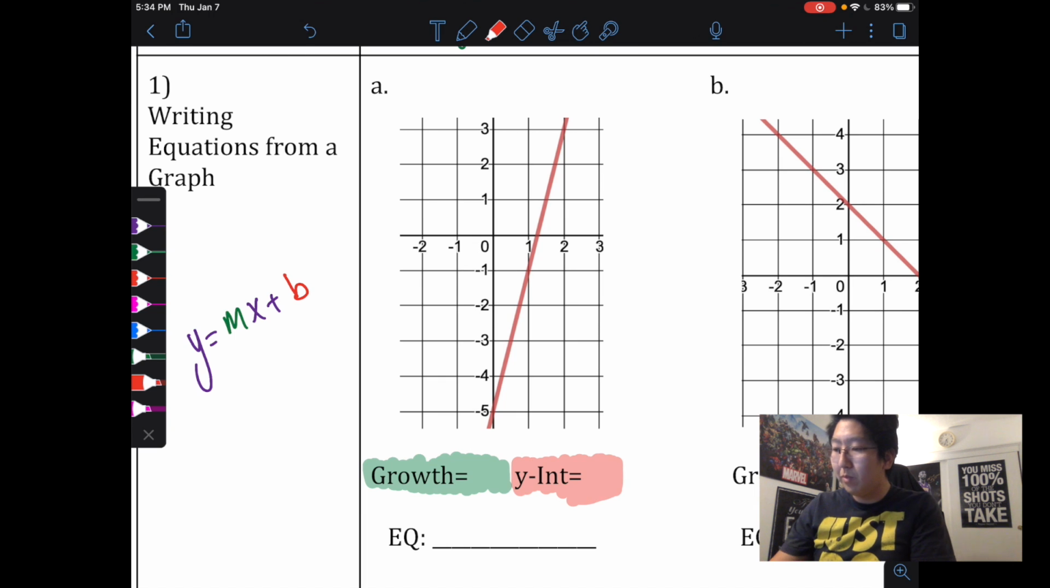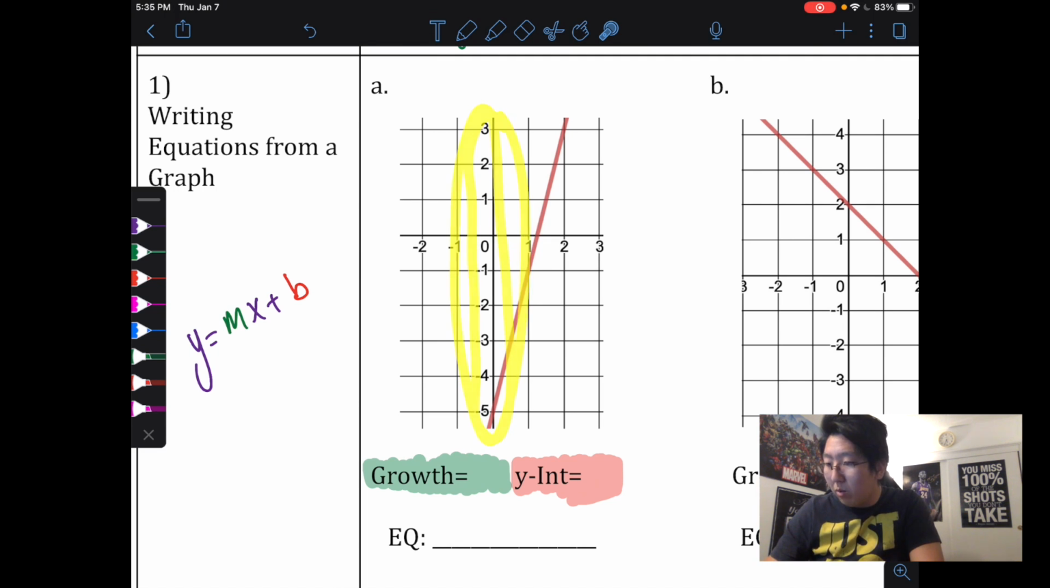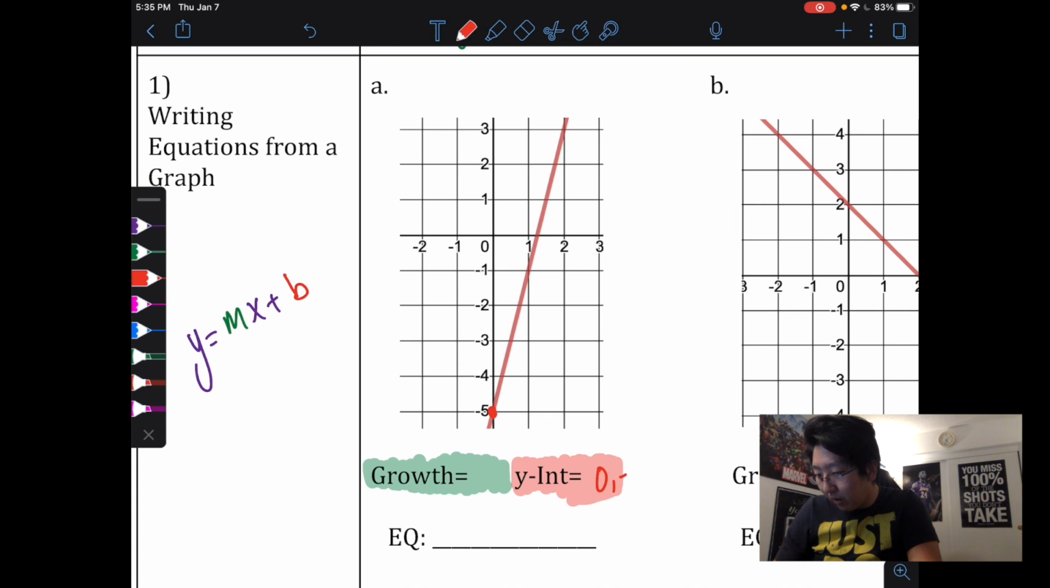First question, we have to find out where this line starts. I make the y-axis a big point in the beginning of the school year because when we solve these equations, you need to look at where this line starts, and this line is always going to start on the y-axis. So we're going to look at the y-axis. What's our y-intercept? The line starts right here. So our y-intercept is (0, -5). So our b is -5.